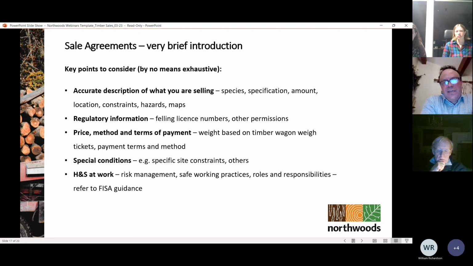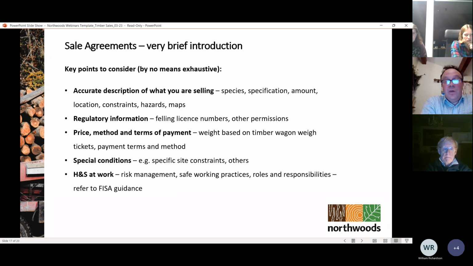Once you've got all this price information and you've got the prices back and you've accepted a price, you then need to draw up an agreement with the purchaser. And this is just the key points you've got to consider. Accurately describe what you're selling, so the species, the tree size, the compartment. Make sure that you've included location, hazards and constraints map, access and boundaries. Include the felling licence, so either a copy of the felling licence number, or if it's from a management plan, the management plan number. And this allows the buyer to verify that it is legal timber that he's purchasing.